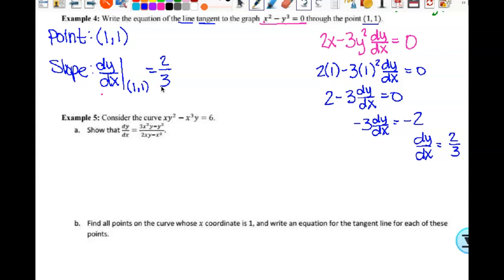Now, are we done? We're not done because what did this ask me for? A line. Now, is getting that from all this information difficult? No, but you've got to answer the question, right? So my equation of my line is going to be y equals my slope, which is 2/3, times x minus 1, and then plus 1. There's the equation of my line. Okay?